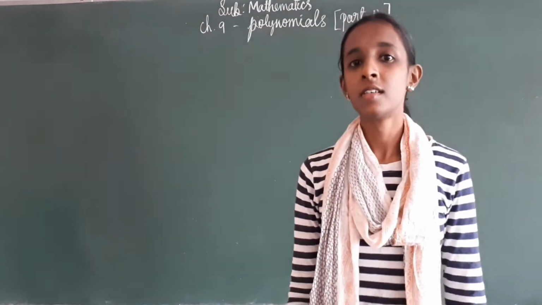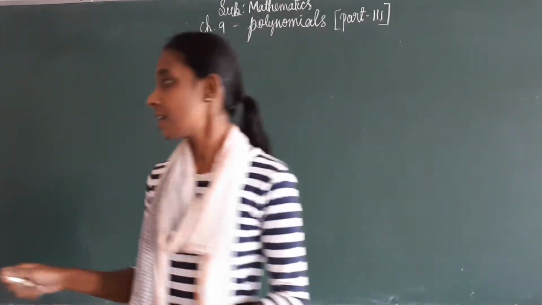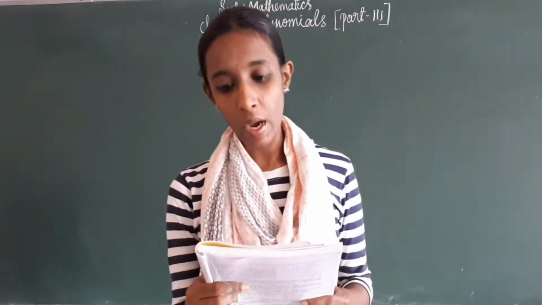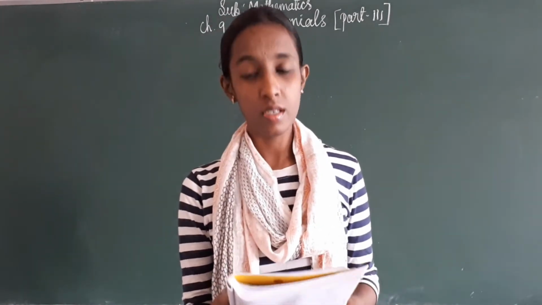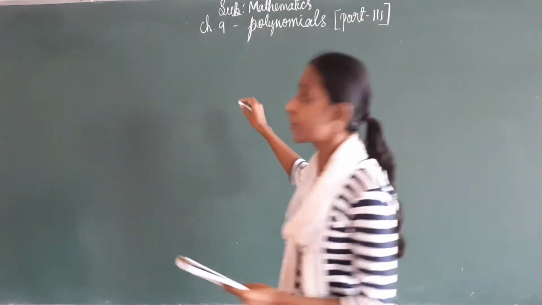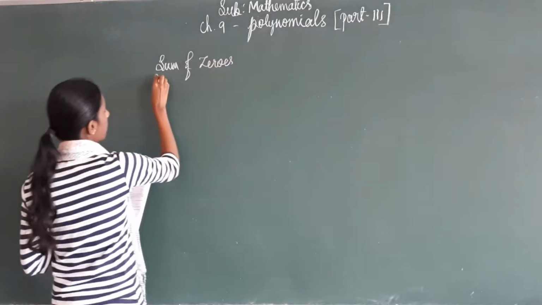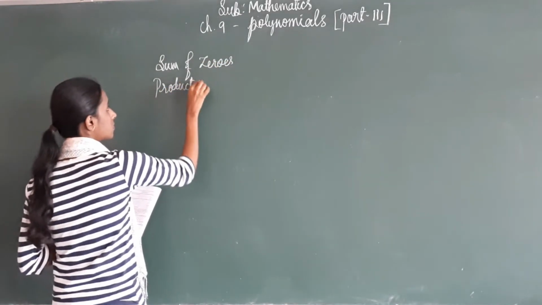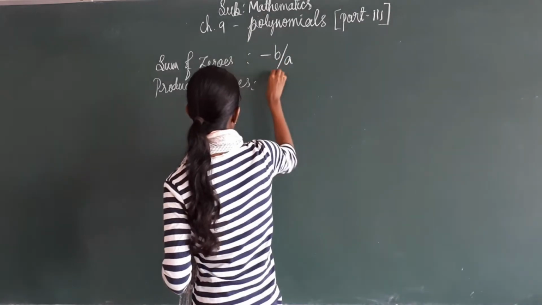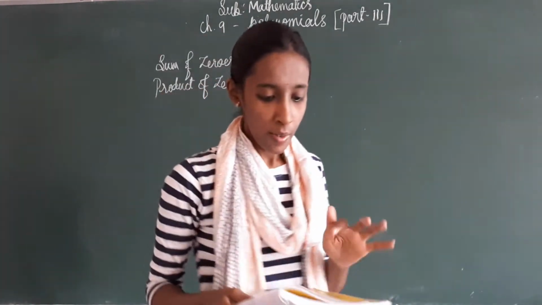Hello students, good morning. In the last session, we learned about finding the zeros of a quadratic polynomial, isn't it? That is your exercise 9.2 in your textbook: find the zeros of the following quadratic polynomials and verify the relation between the zeros and the coefficients. So we have two formulas. One is the sum of zeros, the other one is the product of zeros, that is minus b by a and c by a. This you have learned in the last class, isn't it?